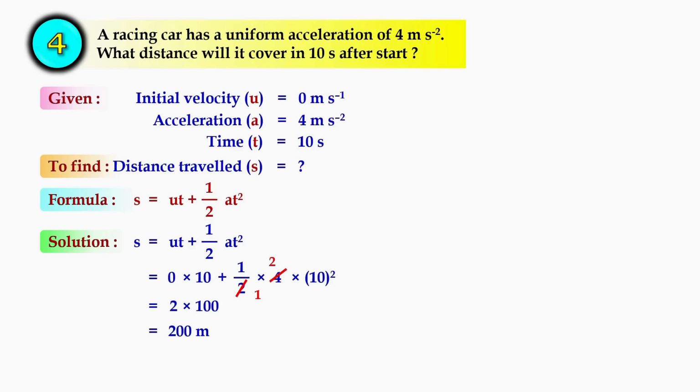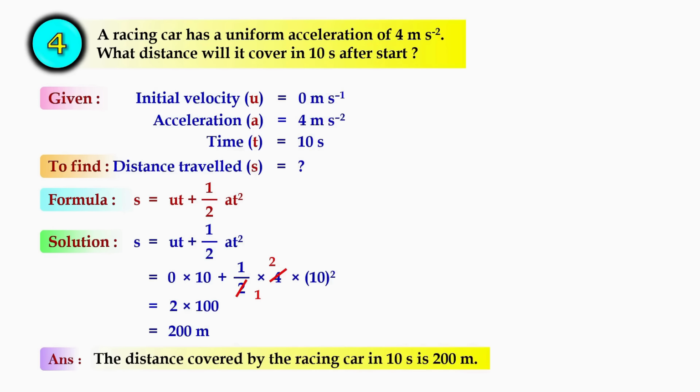Half multiplied by 4 becomes 2. 10 squared equals 100. Multiplying 2 by 100 gives 200 meters. Therefore, the distance covered by the racing car in 10 seconds is 200 meters.